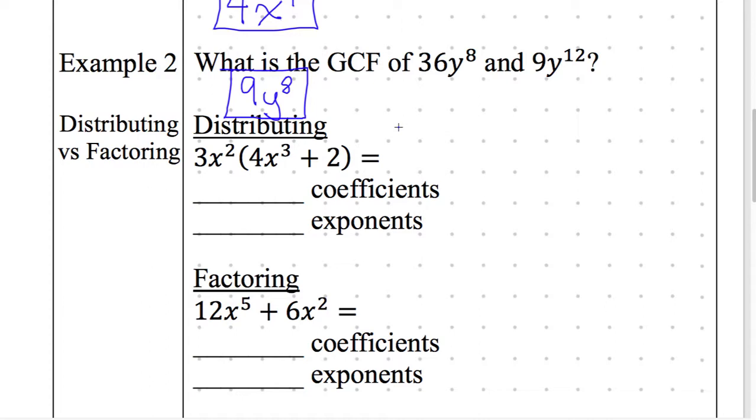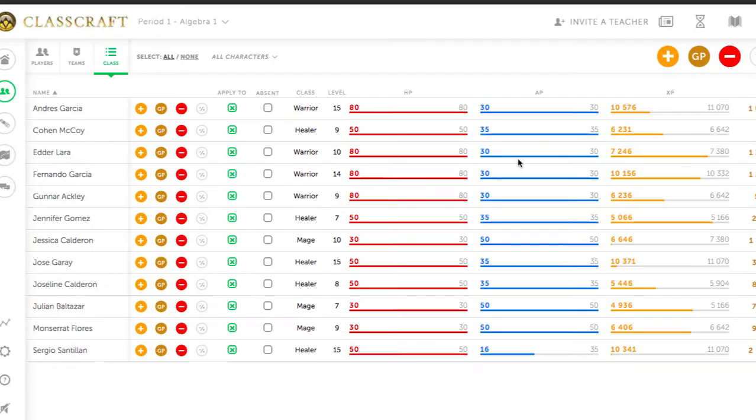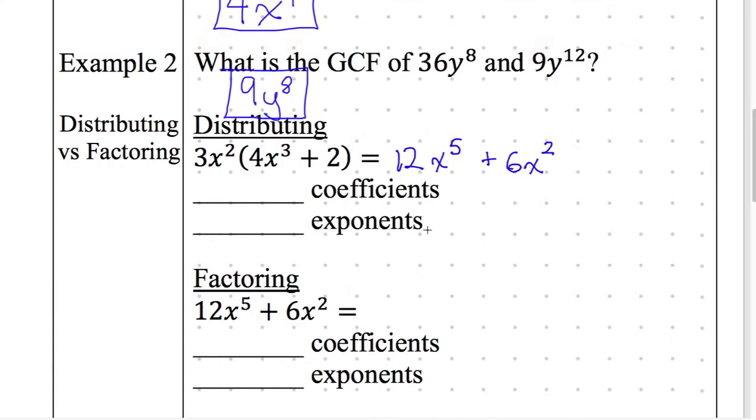Everyone did really good on your test. Same hands over and over again. Jose? So 12x to the fifth plus 6x to the 2. There it is. Yeah, thank you, Jose. Everyone write it down. That is our answer. That is how you distribute with a polynomial.